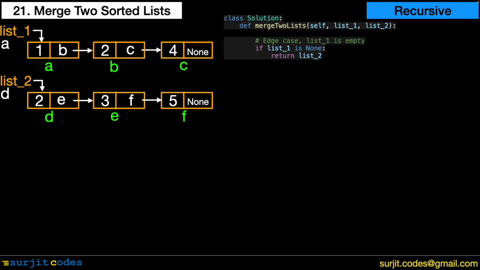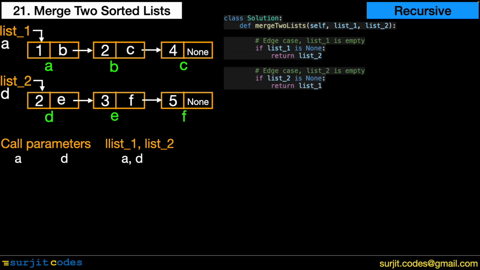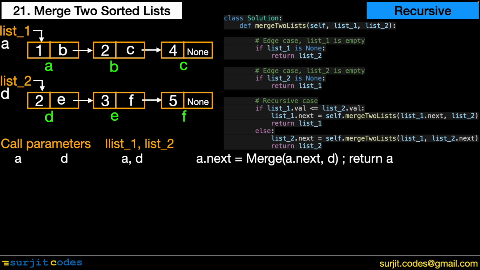The first two if statements cover two edge cases. As list1 is not empty, the if statement is skipped. The second list is also not empty, so the next if statement is also skipped. Val A is 1 and val D is 2, so the if statement is true and the final head after merging A and D will be A.